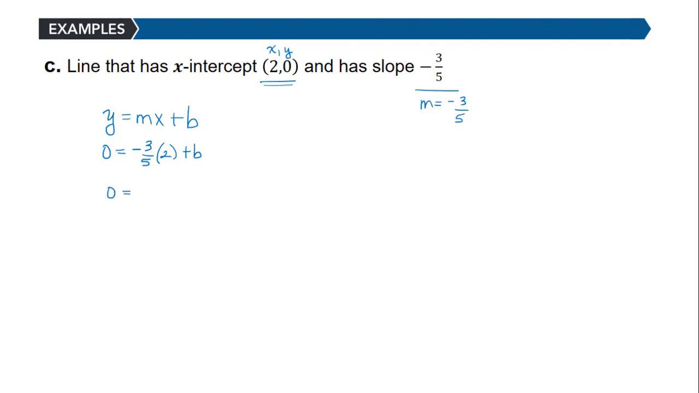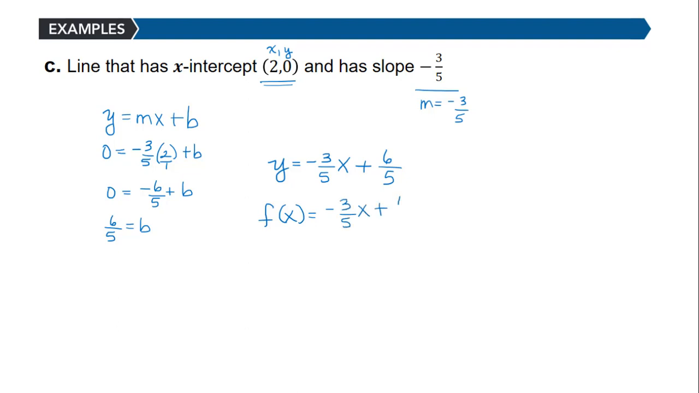So multiplying -3/5 times 2, remember 2 is 2 over 1, so we multiply across to get -6/5 plus b. And to solve for b, I can add 6/5 to each side to get 6/5 is equal to b. So therefore the equation is y equals, I know m, which is -3/5 x, plus my value of b, which is 6/5. And in function notation, it will be f of x equals -3/5 x plus 6/5.